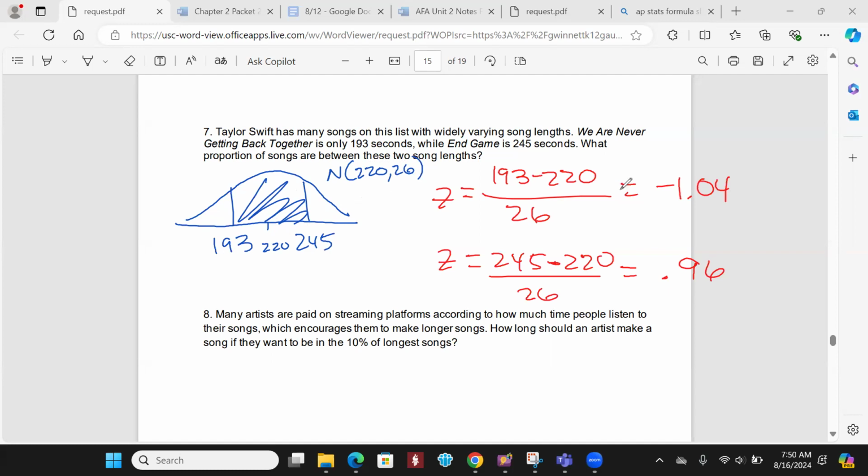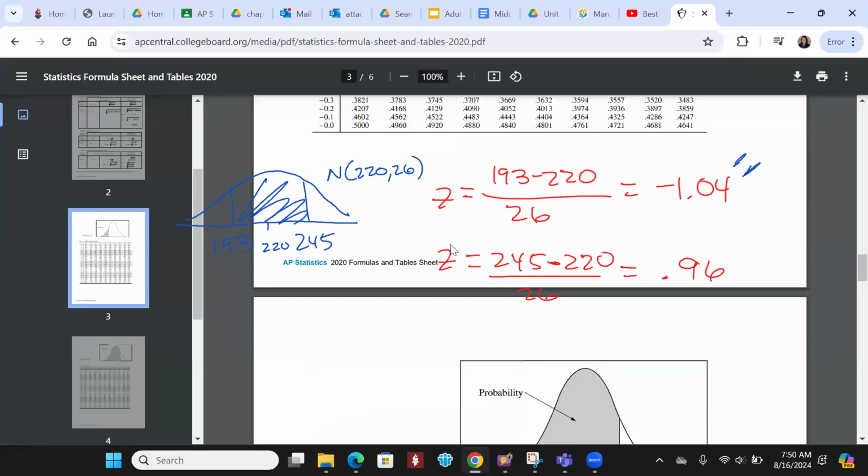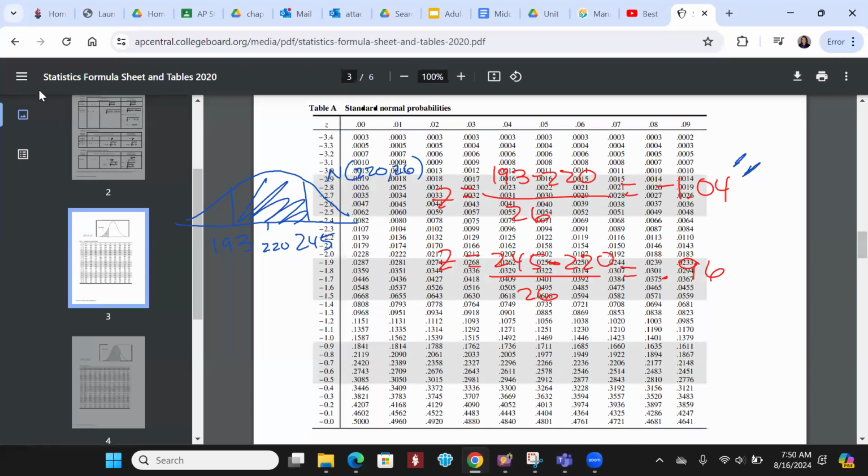Okay, so your z-scores were negative 1.04 and positive 0.96. So go to your table and look up the proportion for negative 1.04. Negative 1.04. So you're going to go to the negative page. You're going to go 1.0, go over to 04. I get 0.1492.